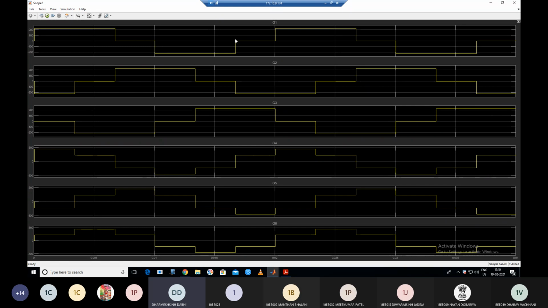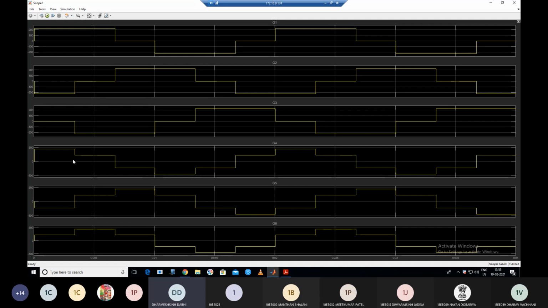This one is phase A. In the same way you can see phase B and phase C, same as we get in the theory. All of you check this. Is it the same? Yes or no? Yes, sir. Now the next thing is to see the line voltages.